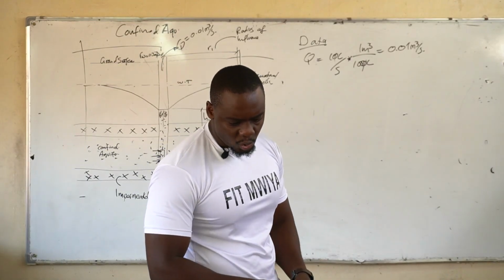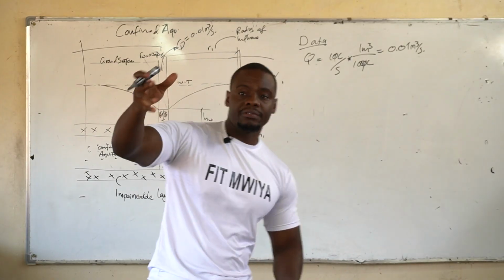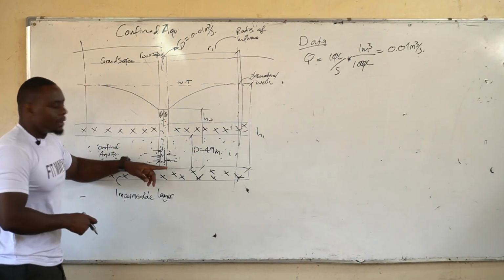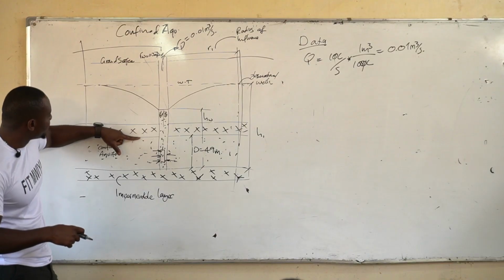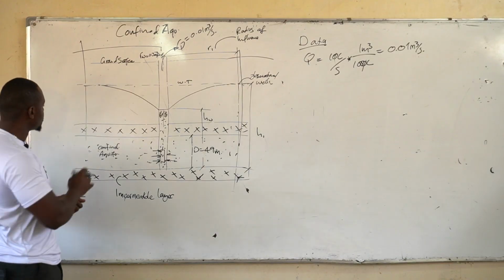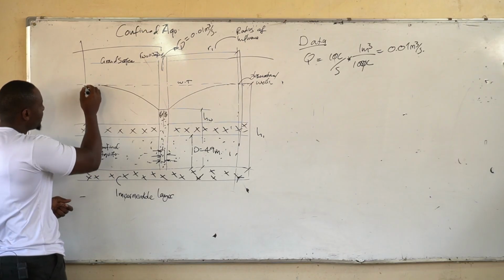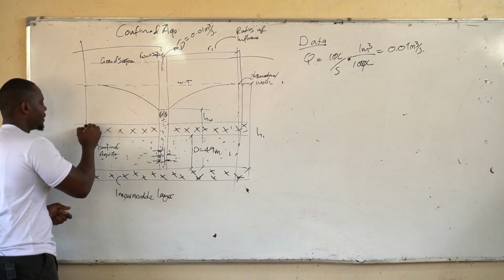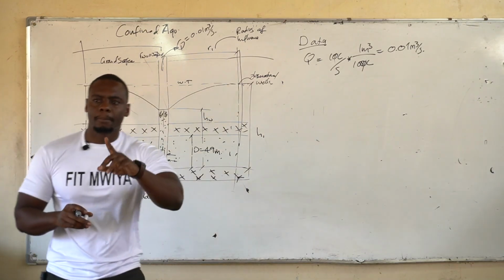What else was given? The height of original water level above top of the aquifer. So top of aquifer going to the original water table. So we're talking about this value. Let me talk about this first before I write.